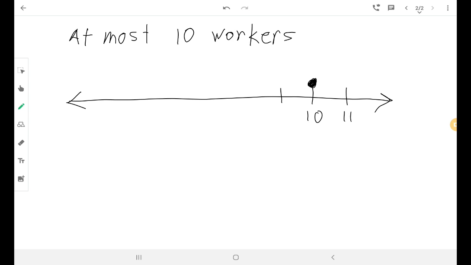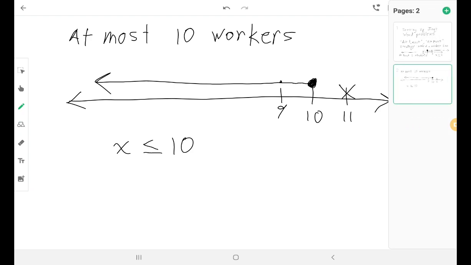Can I include 11 workers? At most 10 workers. So 11 workers is not possible. But 9 workers is. So we're talking this way. So we're talking whatever it is less than or equal, the or equal coming from the fact that it's filled in, to 10. Okay? Let's do another one.